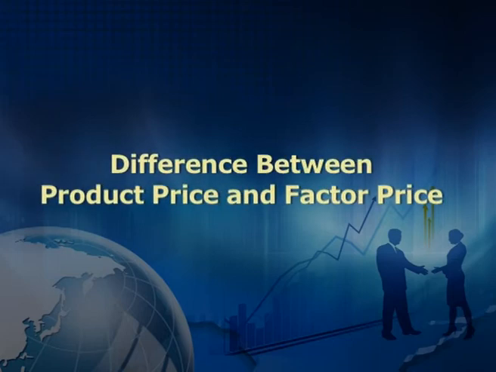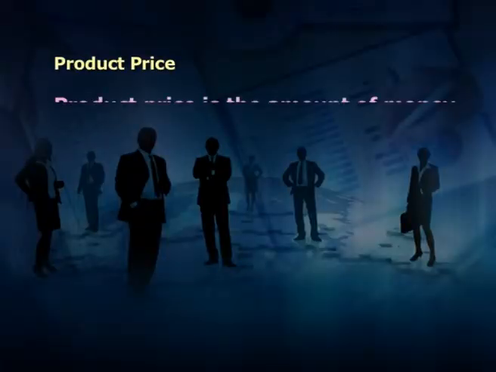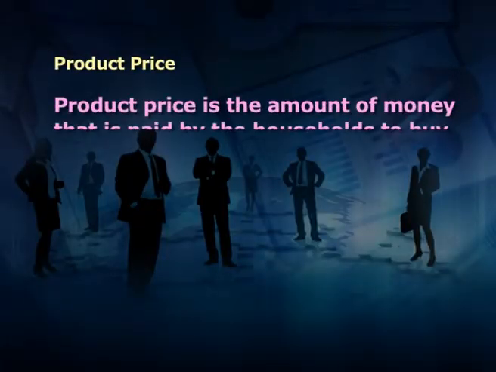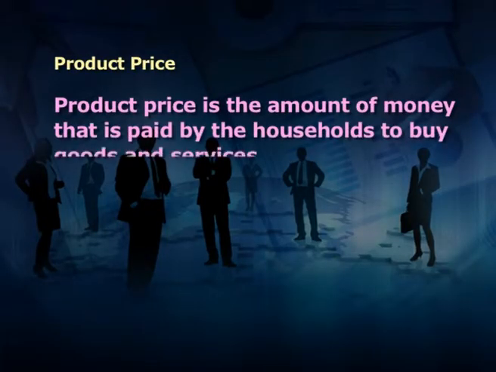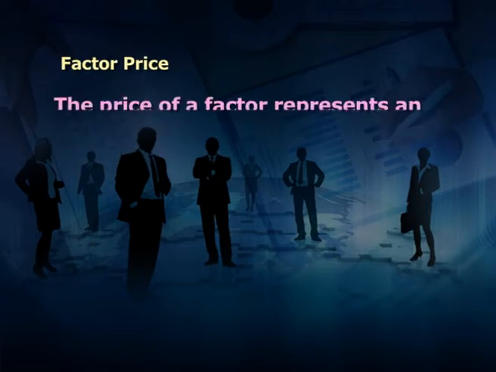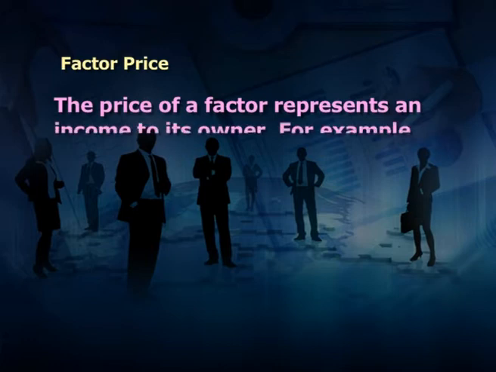Now, the question is, what is the difference between product price and factor price? Price theory is concerned with the determination of product prices as well as factor pricing. Product price is the amount of money that is paid by the households to buy goods and services, while factor price is the price of a factor which represents an income to its owner.